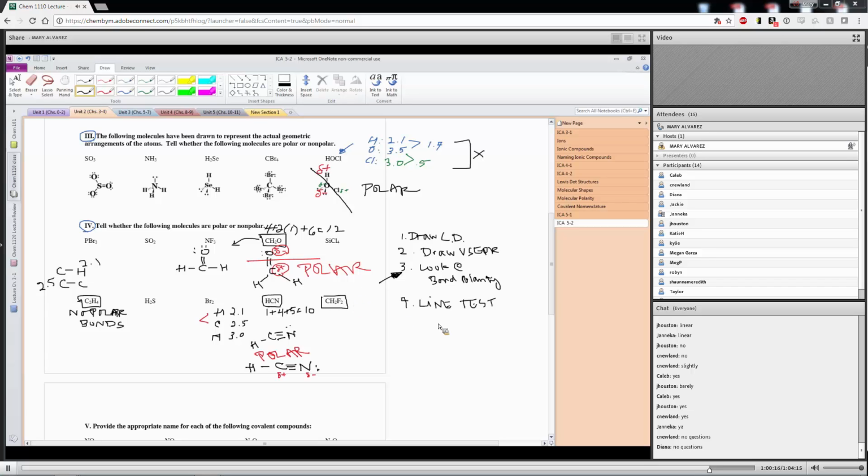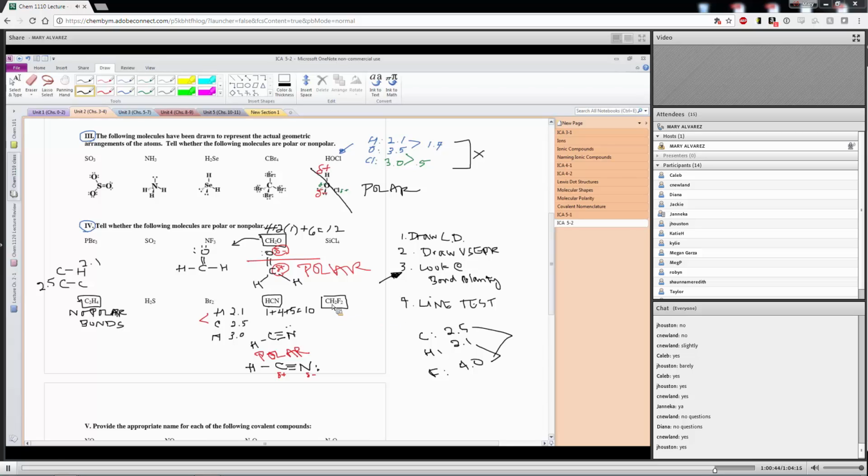All right, first CH2F2: carbon, hydrogen, fluorine. Carbon is 2.5, hydrogen is 2.1, fluorine is 4.0. Is it possible that this molecule could have polar bonds? Yes. Okay. Fluorine and hydrogen are definitely a big enough difference. Carbon and fluorine, definitely a big enough difference.